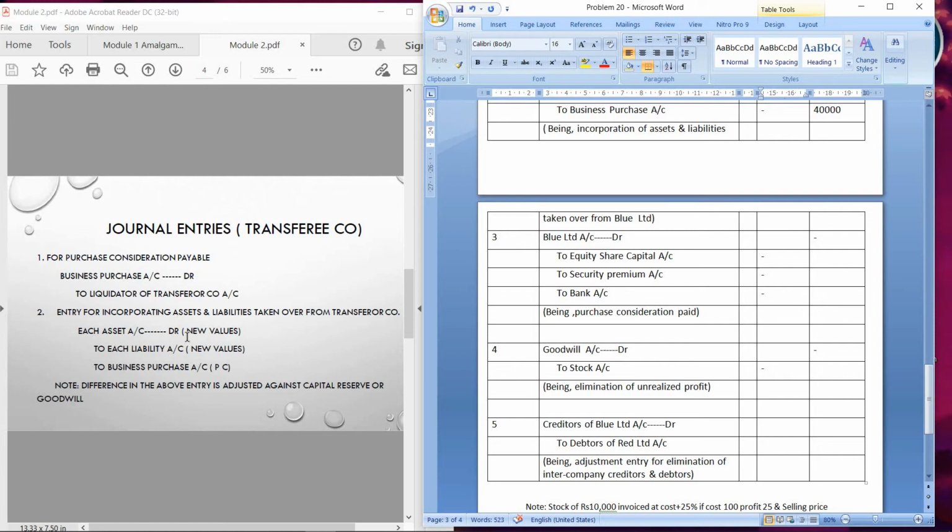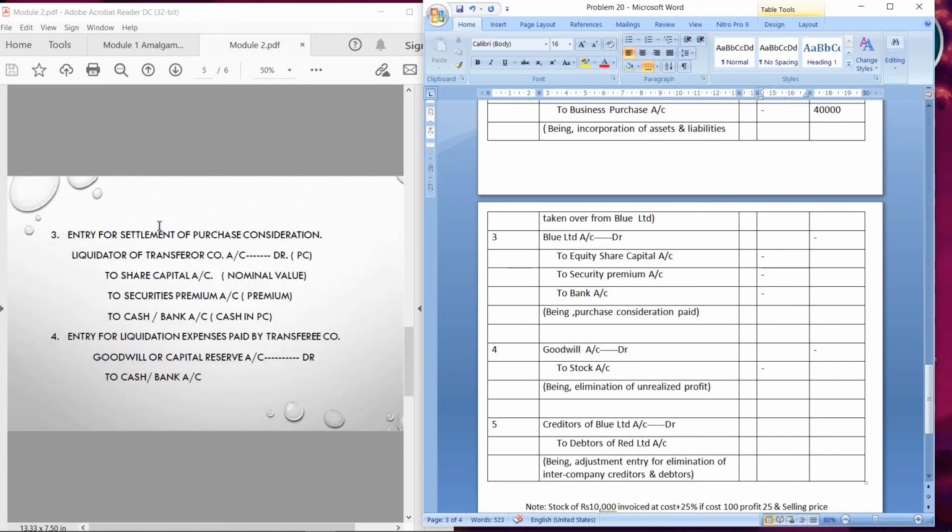Now we will pass the next entry. Entry for settlement of purchase consideration. Liquidator of transferor company account debit to share capital account nominal value to securities premium account to cash or bank account.